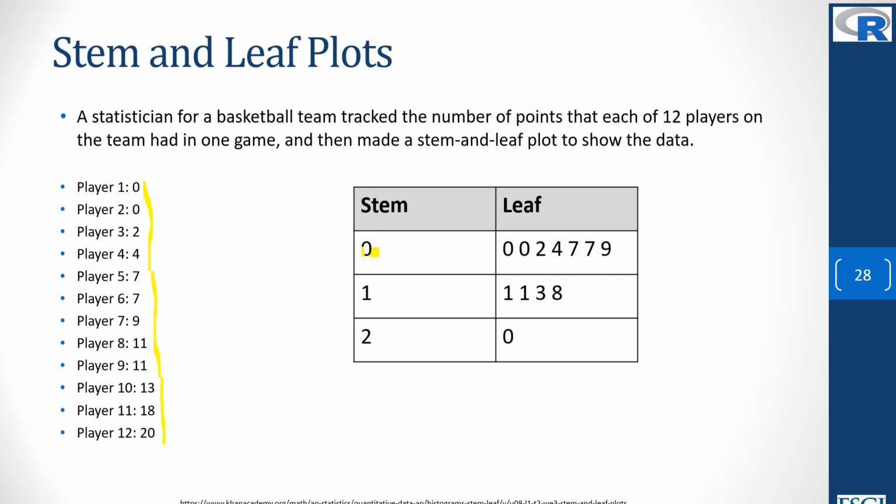So our stem for the 0, or the values that are less than 10, in other words, we have 2 zeros, we have a 2, we have a 4, we have 2 7s, and we have a 9. And then for the 10s, the stem is 1, here's 11, 11, 13, and 18. And finally, we have a single value in the 20s, and that is 20.